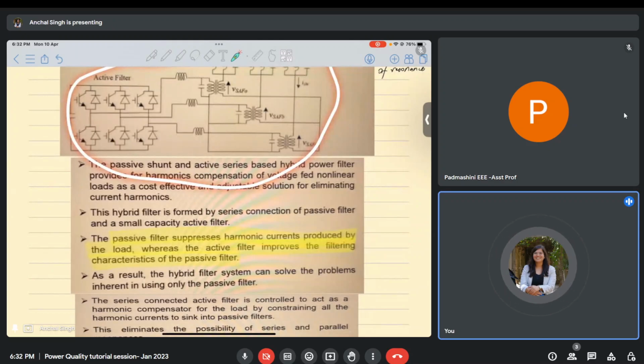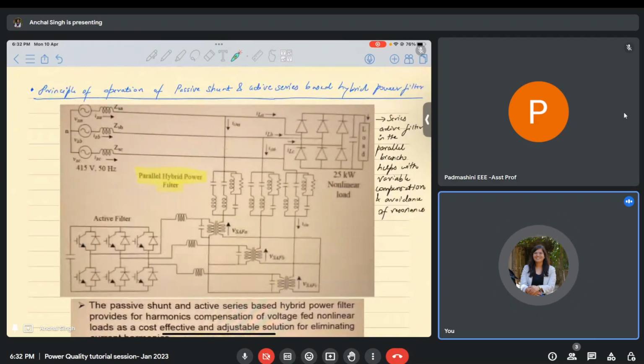So the passive filter suppresses harmonic current produced by the load, whereas the active filter improves the filtering characteristics of the passive filter. We know that for passive filters to work properly, at the point of common coupling the voltage should have harmonics. Because until there are harmonics in the voltage at the point of common coupling, there will be no harmonic current at this point that can go through the passive branch. So in order to maintain harmonic voltage at this point of common coupling, we can use these series filters.